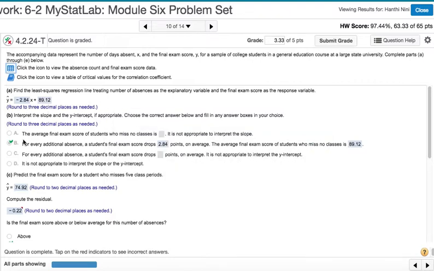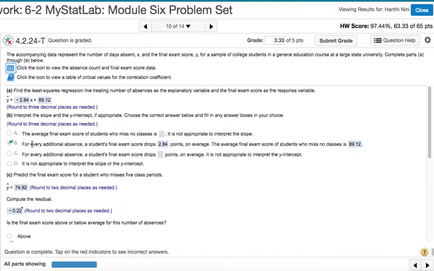And so it says, interpret the slope and y-intercept if appropriate, and we have to choose the correct answer. So the first one asks, the average final exam score of students who miss a class is some amount. It is not appropriate to interpret the slope. Okay, our slope is right here, and we've been interpreting it. We've been looking at that. So this one I would not select.